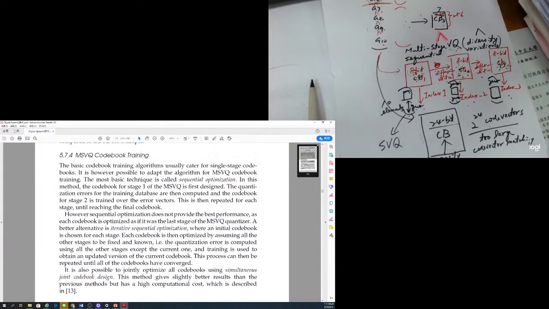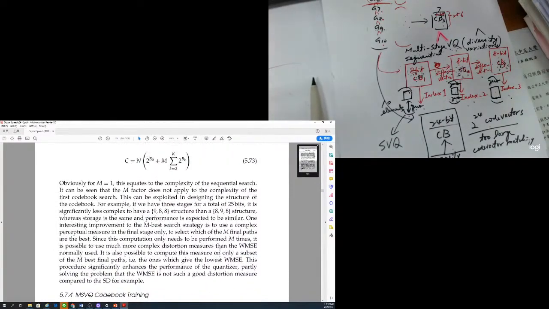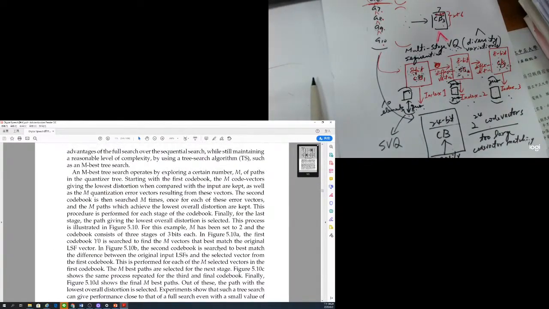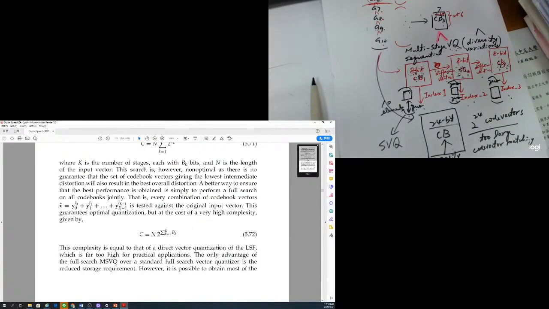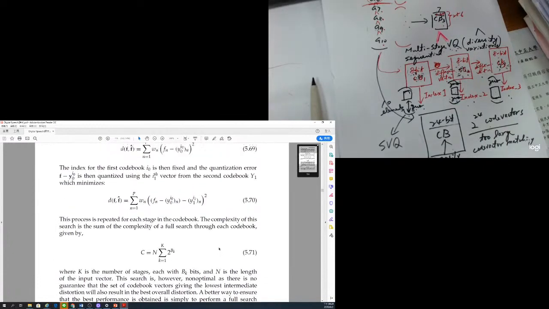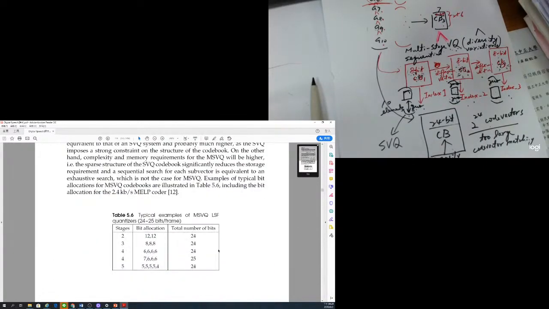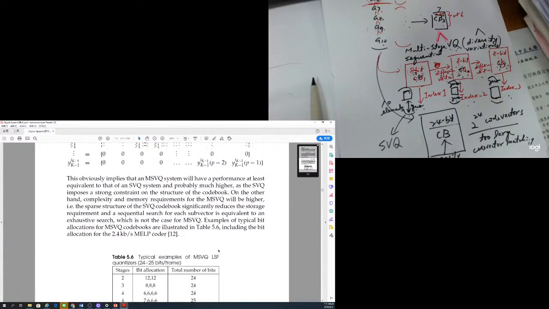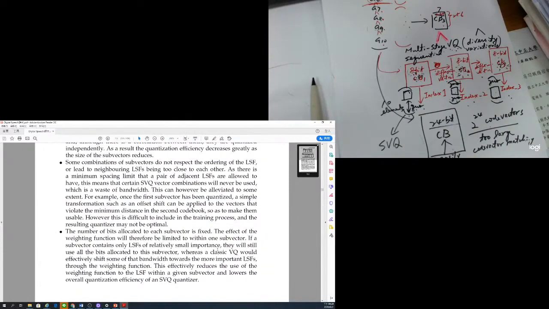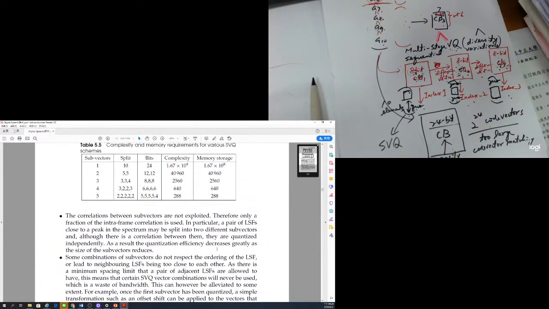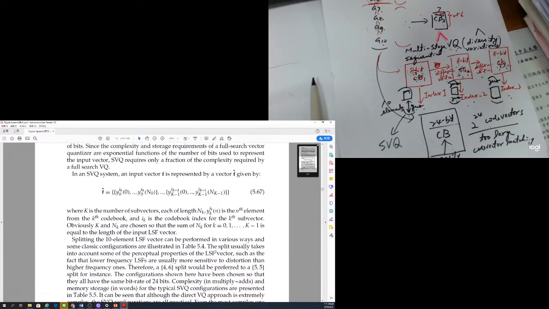Okay, so right now what we're talking about is quantizing the line spectrum frequency. Here we just talked about split vector quantization and multiple stage vector quantization, just two examples for you. Okay, I will use Mandarin. Let me repeat what I talked about in this section.